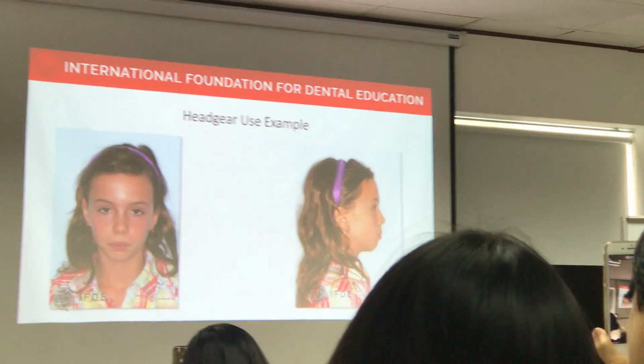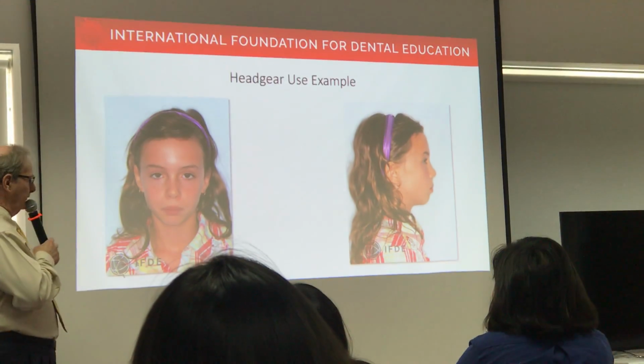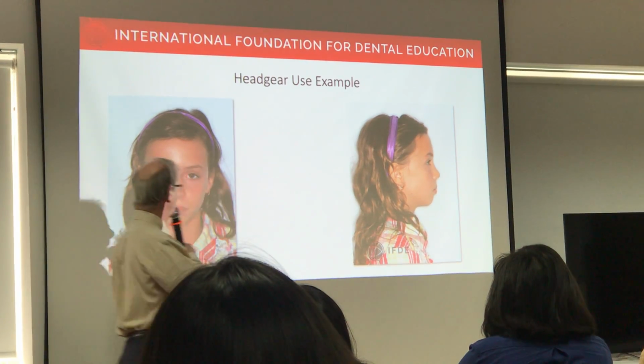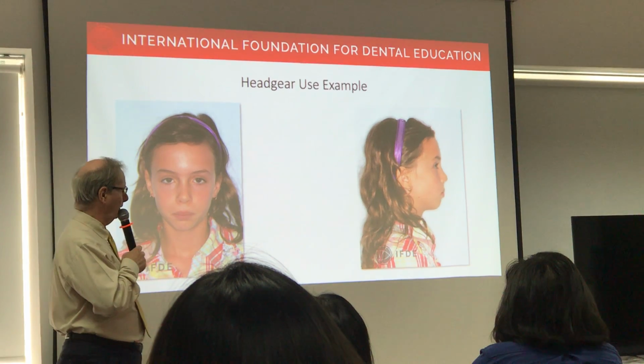So I'm going to show you this little lady here. Đây là một cái ca lâm sàng. Because she has basically very little chin. Bệnh nhân này là có cái cằm nó rất là nhỏ. She's a bit asymmetric. She see the chin is really tiny.